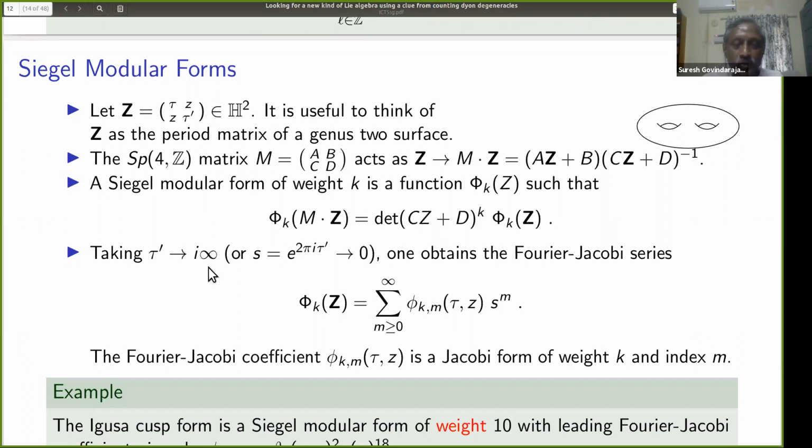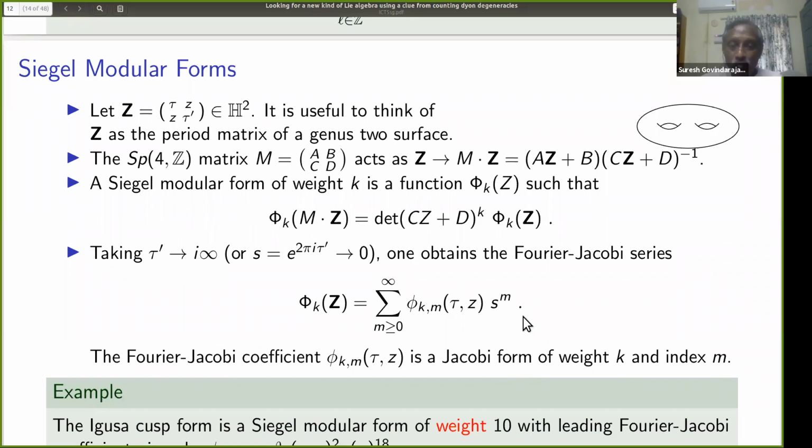So tau prime tending to i infinity, which is S going to 0, you obtain what is called the Fourier-Jacobi series. And if you look here at the coefficients, we have pulled out the dependence on S or tau prime. So now what remains is tau and Z. So what we get are coefficients which are Jacobi forms of weight K and index M.